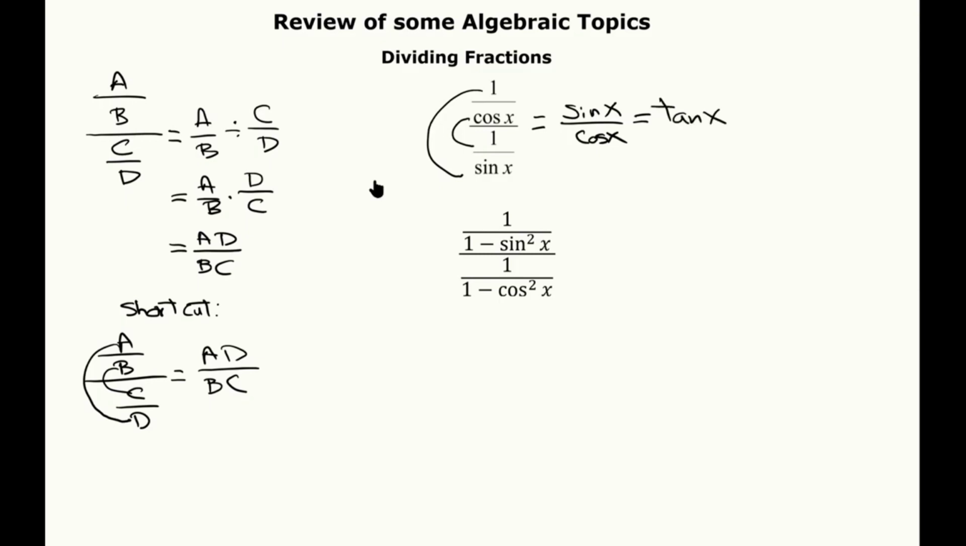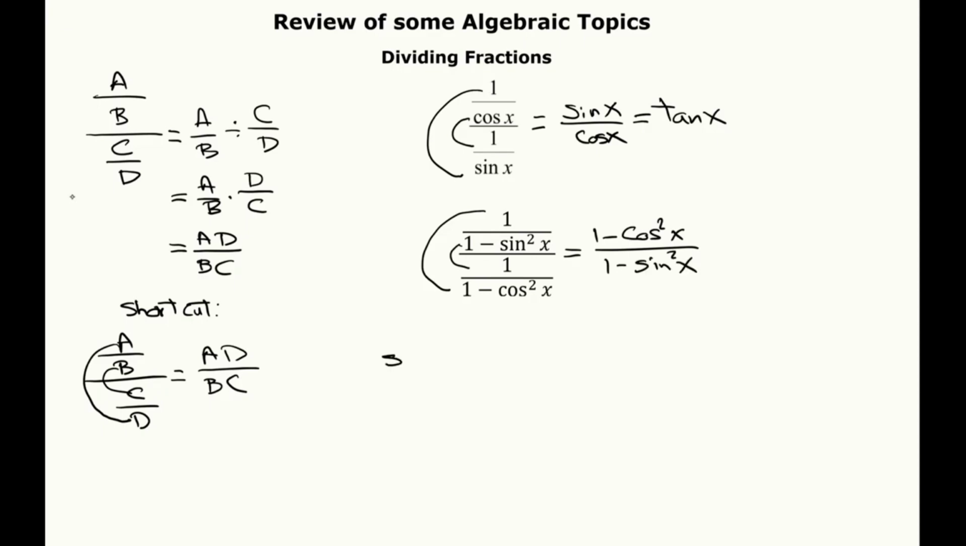Or we can apply it to a slightly more complex situation like this, and notice we do have 2 terms here, but we still only have one fraction line, so this is considered a fraction of the form a over b over c over d, so we can go ahead and apply the shortcut. So we're going to get this outer product over this inner product. So we end up with 1 minus cosine squared x over 1 minus sine squared x.